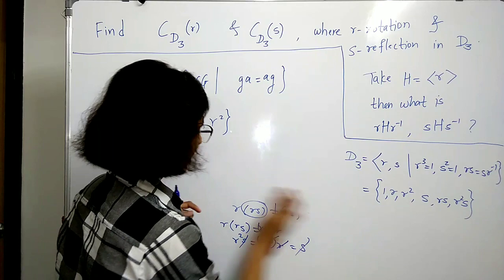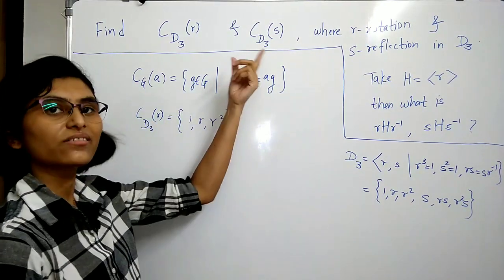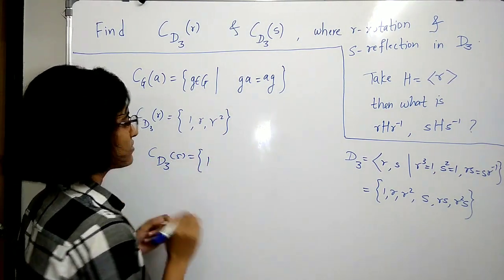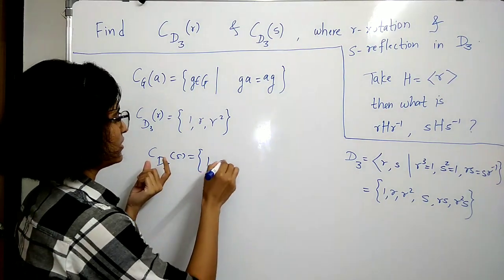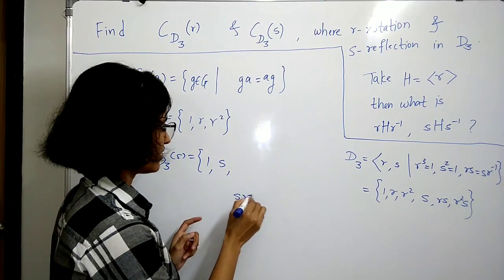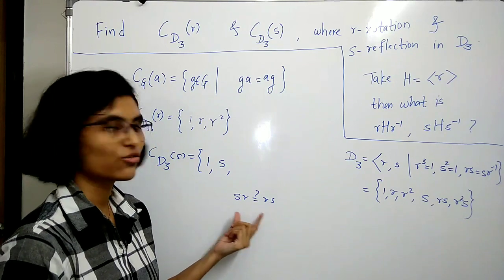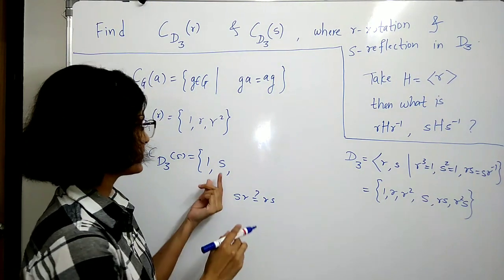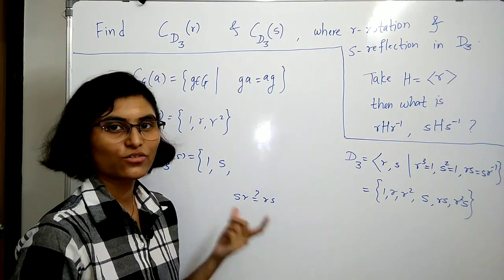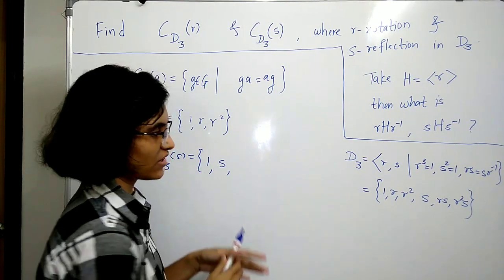So by definition this means the set of all elements in D3 which commute with this S, right? So this is just same as 1 is always there, then S is always there. Now let's check for this R. So whether this SR is equal to RS, clearly not. As I said, this reflection and rotation do not commute. So this set does not contain R. Similarly for R square, because R square is rotation, S is a reflection. So this set does not contain this R square.